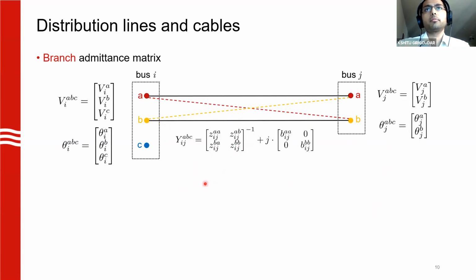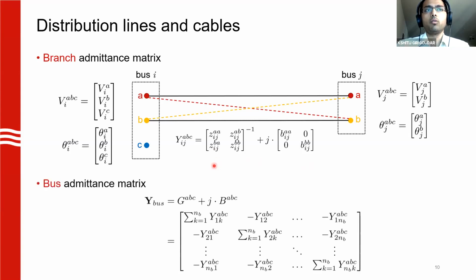diagonals. Typically, the nodes in distribution grids are not all three-phase. Some of them are single-phase or two-phase. In such cases, the branch admittance matrix reduces in size correspondingly, as shown here. Once we have this matrix, we calculate the overall bus admittance matrix of the system, and we use the G and the B matrices here for our nonlinear power flow equations.